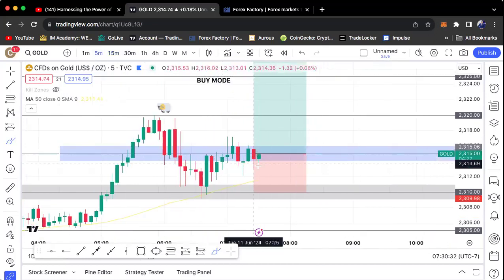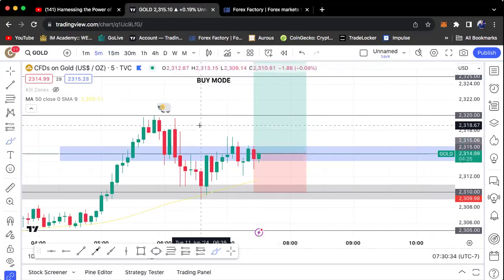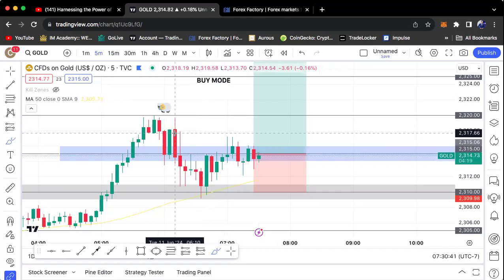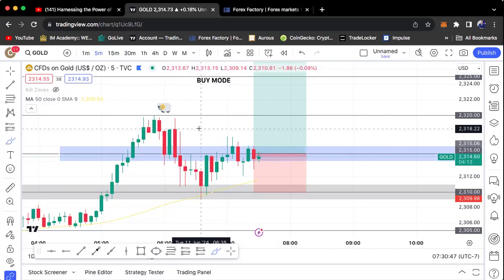Now, for those that want to enter, you guys can enter. Make sure you guys are trading at your own risk. Make sure you guys have a stop loss. Stop loss is 2310. I'm trusting this trade. Let's see.